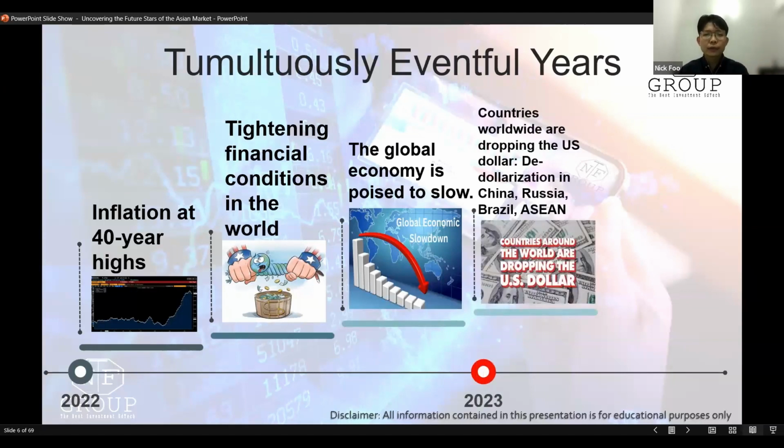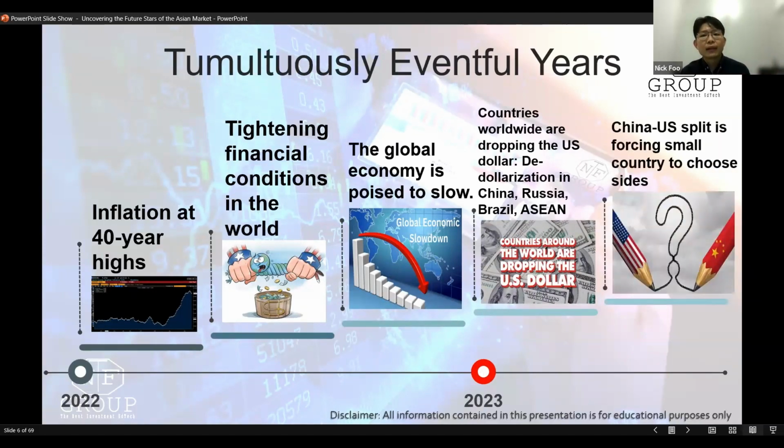And I think countries worldwide are also dropping the US dollar, de-dollarization, especially the BRICS countries, right? China, Russia, Brazil, and ASEAN. If you notice, over the past one to two months, even including our country, they are talking about using their own country currencies to do export and import. Ladies and gentlemen, I think this is quite obvious.